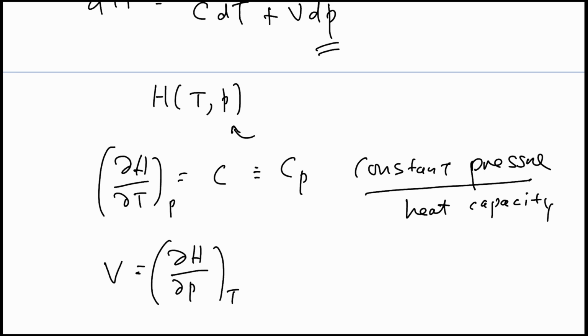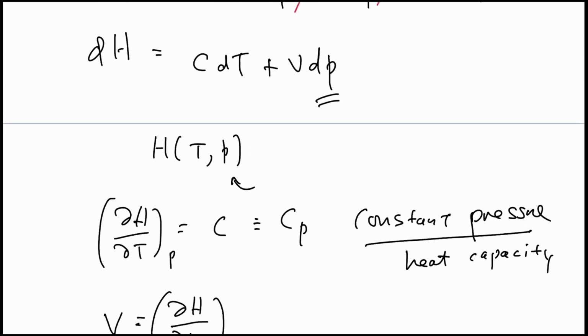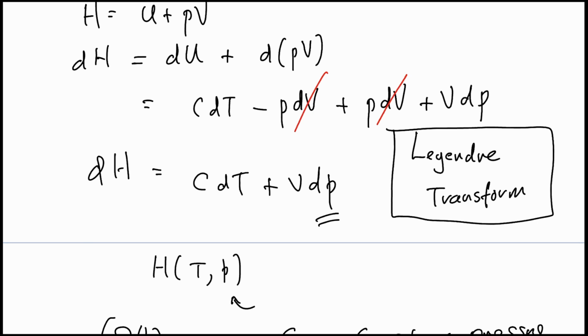Aunt Edna, her volume is actually the derivative of her enthalpy with respect to pressure if we hold her temperature constant. So that's another thing that volume is in this mathematical world, and for the mathematicians, what we've really done here is something called a Legendre transform.